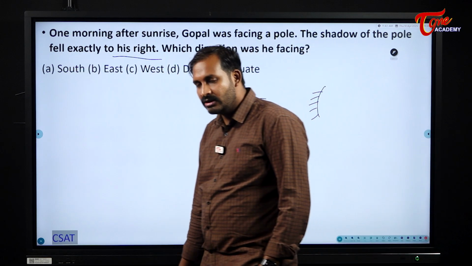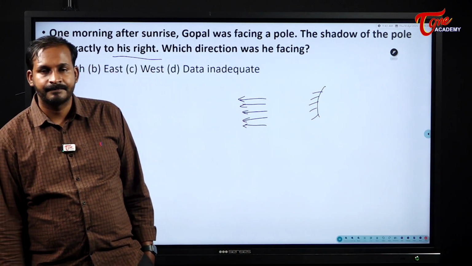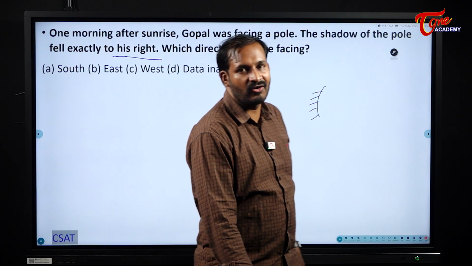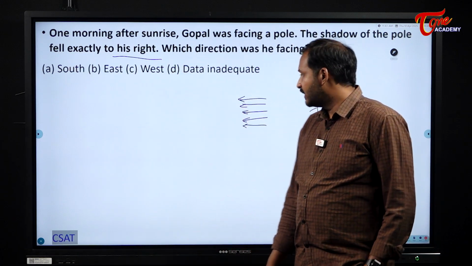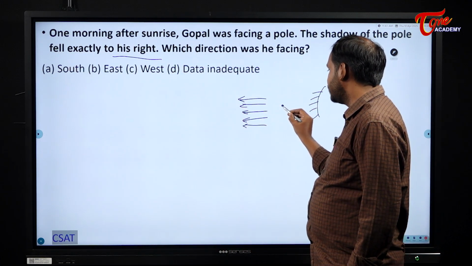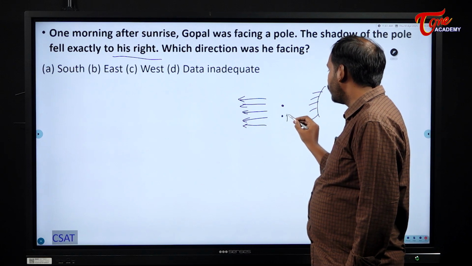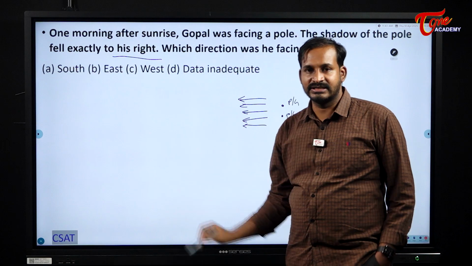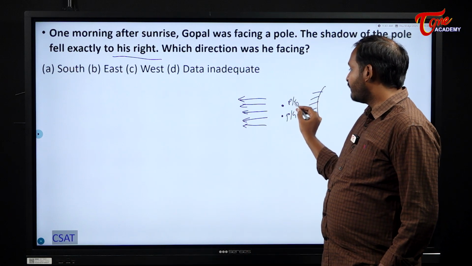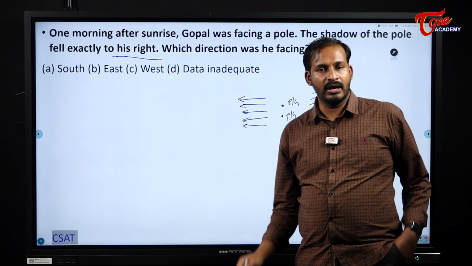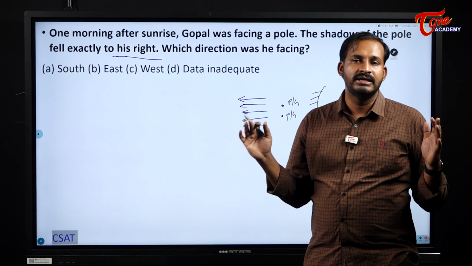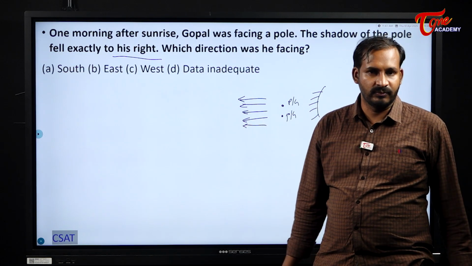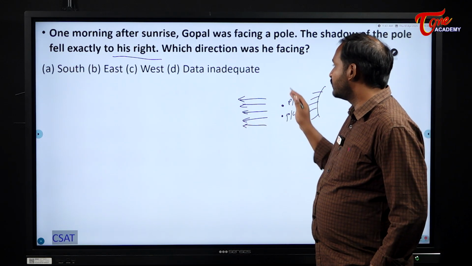See, when will the shadows fall to the right or left? If he faces either north or south. See here, this is the pole or Gopal, we don't know as of now. But by seeing this right direction, we can say that definitely Gopal and the pole are facing towards each other, and they are in the north and south positions with each other. In this direction only the shadows will fall.